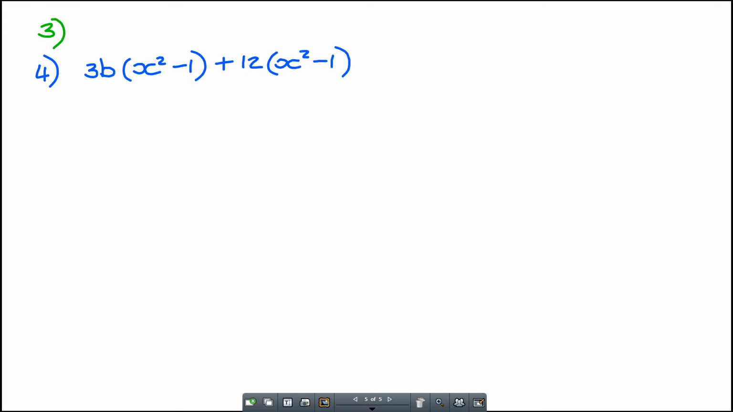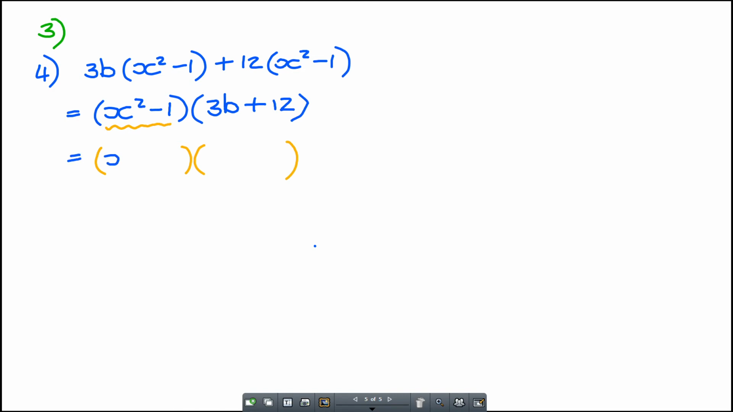Okay, how many terms have we got here? 2. What's the same for both those? The bracket of x squared minus 1. No. So what was left at term 1 if I took out the bracket? 3b. What's left at term 2 if I took out the bracket? Plus 12. Now this was a nice difficult one. This first bracket, do you guys see that is a trinomial? No. Okay, so that will become x plus 1, x minus 1.